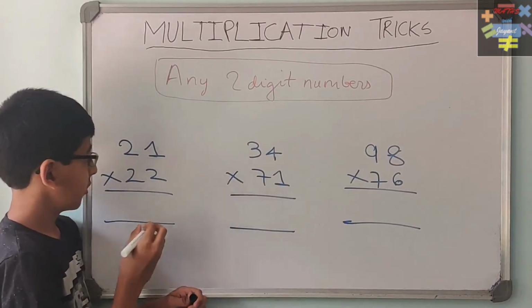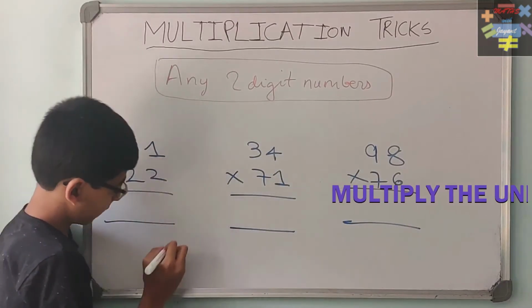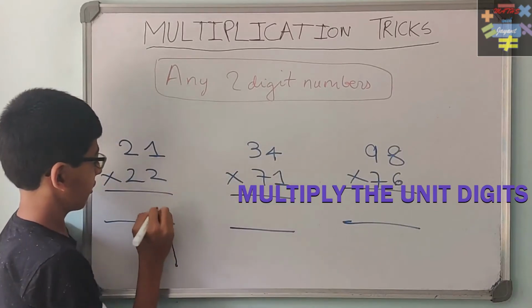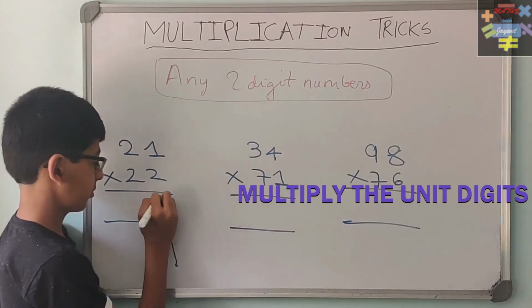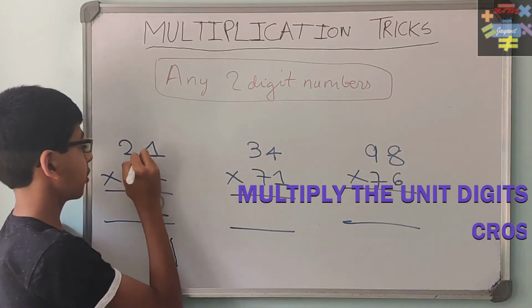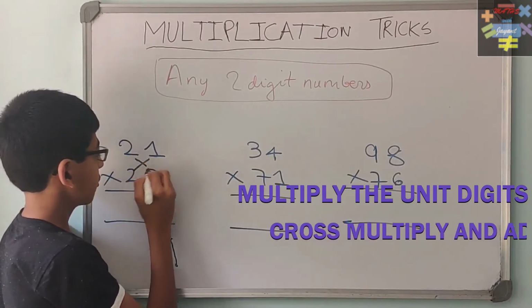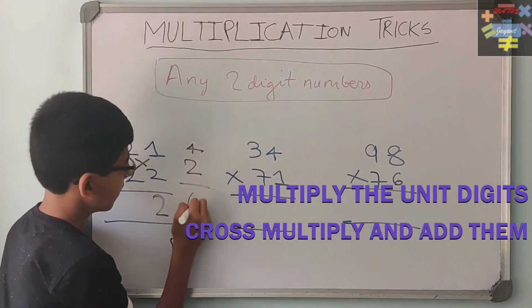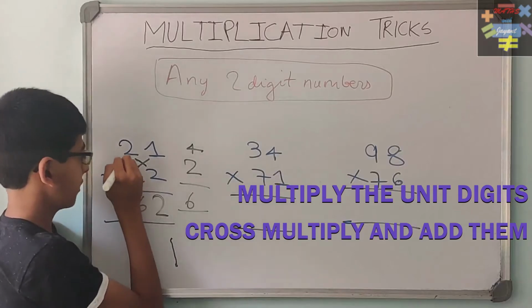What is our first step? First step is multiply this with this. Like if these are the numbers, then multiply this with this. 2 1s are 2. Second step, we have to do the cross multiply and write them on the side. So 2 2s are 4 and 2 1s are 2. We add them, we get 6, write that 6 over here.